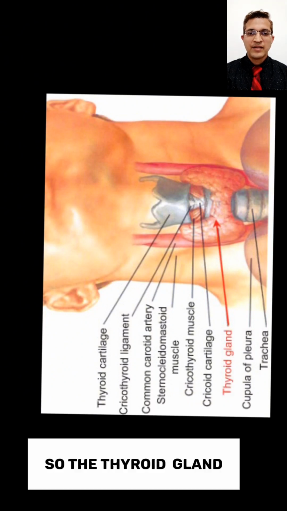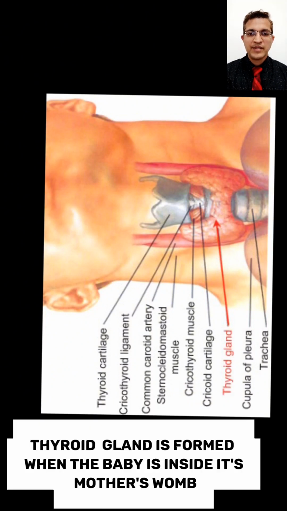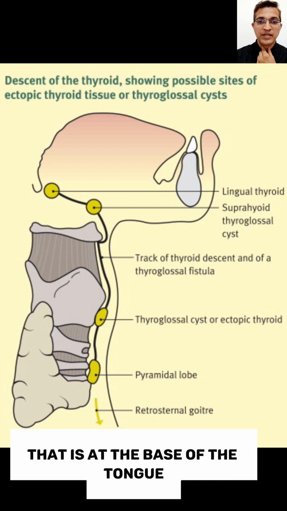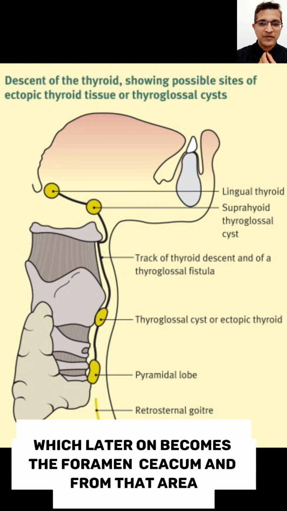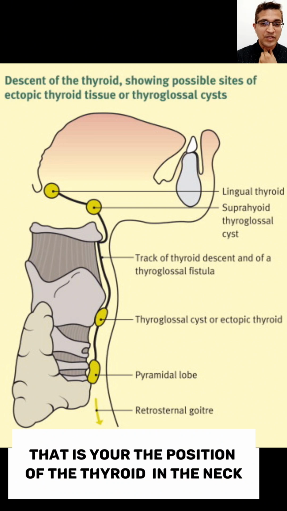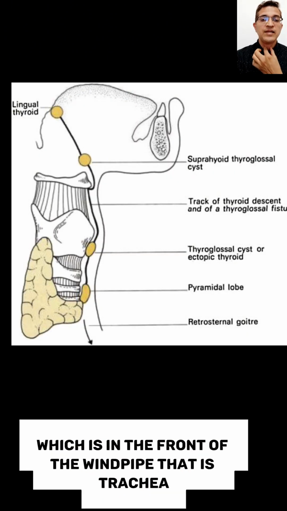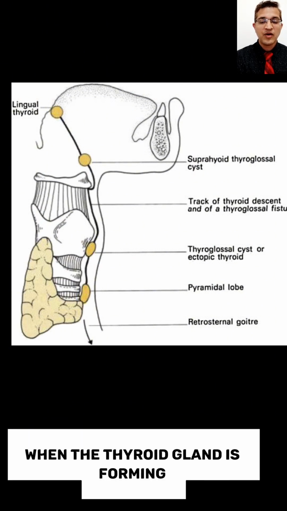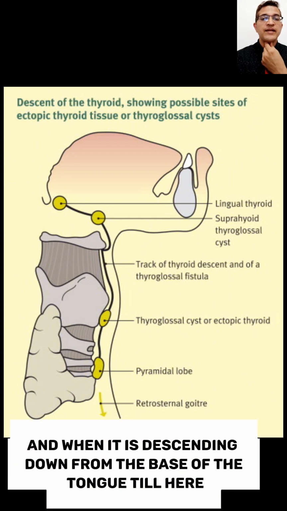So the thyroid gland is formed when the baby is inside the mother's womb. Initially it is formed near the pharynx, that is at the base of the tongue, which later on becomes the foramen cecum. And from that area, from the base of the tongue, the thyroid slowly descends down and comes into the neck, which is the position of the thyroid in the neck, in the front of the windpipe, that is the trachea.